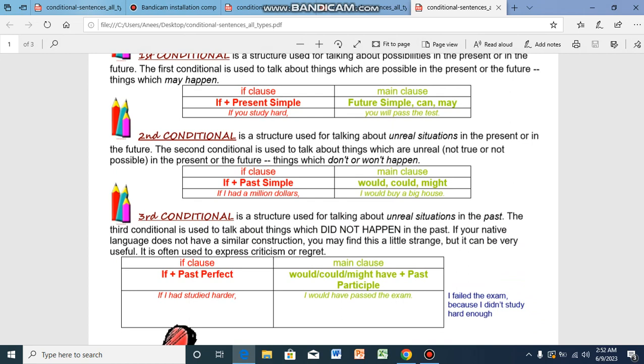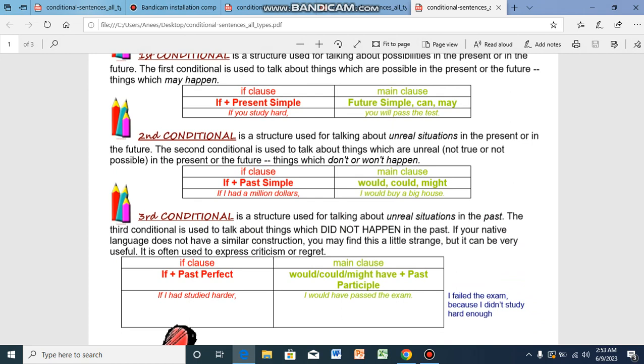Then the second conditional is a structure used for talking about an unreal situation in the present or in the future. So the second conditional is to talk about things which are unreal, not true, or not possible in the present or in the future. Things which don't or won't happen. So sometimes things are unlikely to happen. For example, if I had $1 million, I would buy a big house. Not everyone can make $1 million, so this is an unreal situation.